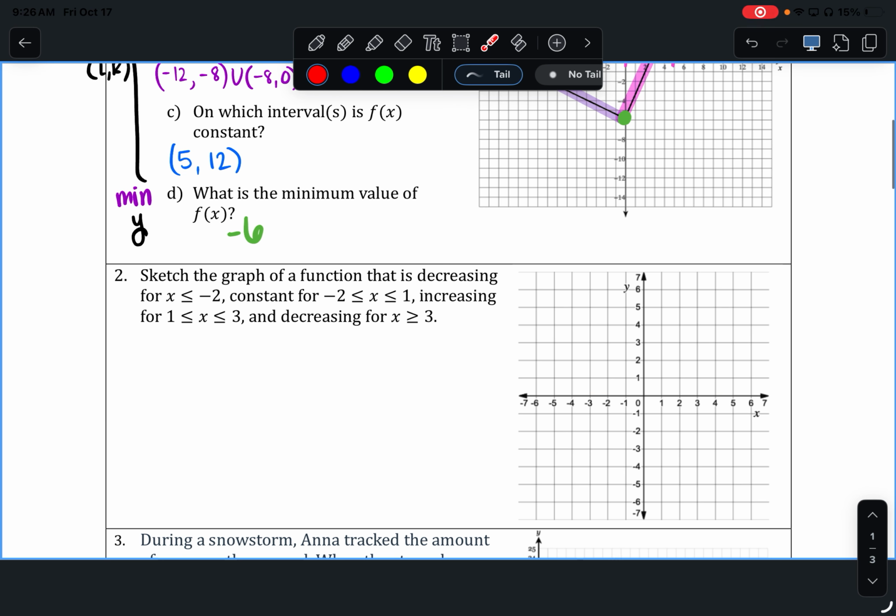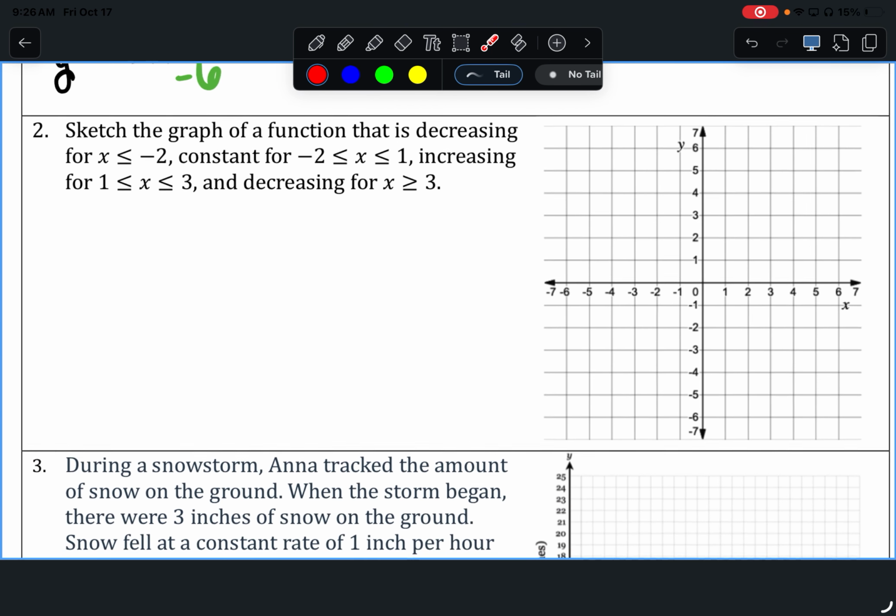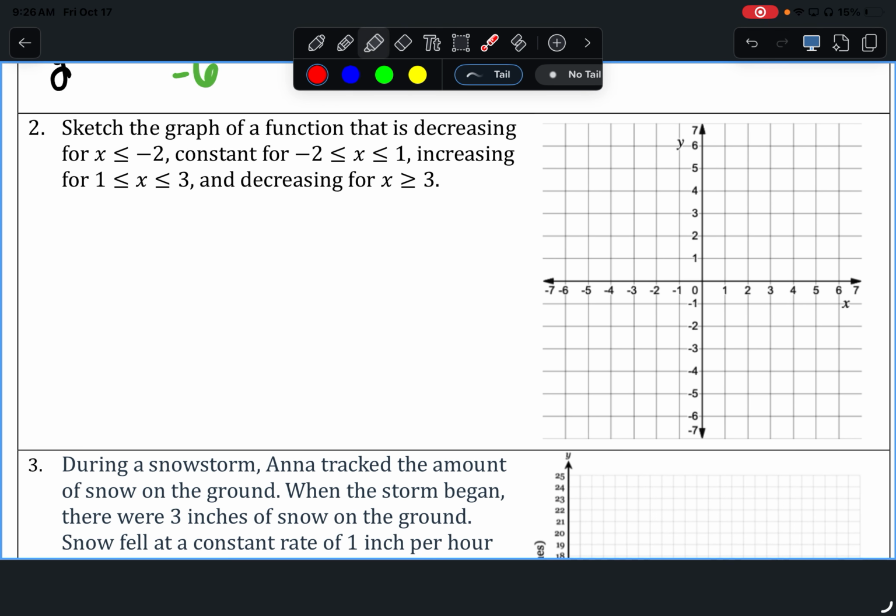I want us to look at 2 together. Okay, so for question 2, it is asking us to sketch a graph. Whenever we sketch a graph, we are doing a rough drawing of it. It will not be exact. I am not grading it for exactness. I am grading it to make sure you met the given requirements, okay? Not for it to be a very specific thing. You are doing a sketch. It is going to be a rough estimate.